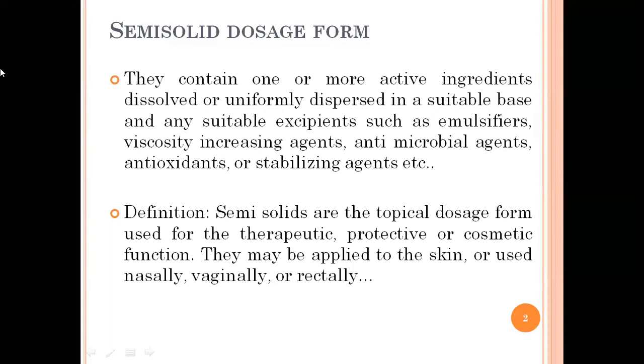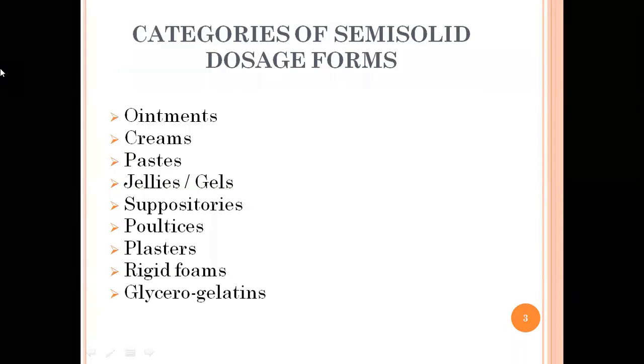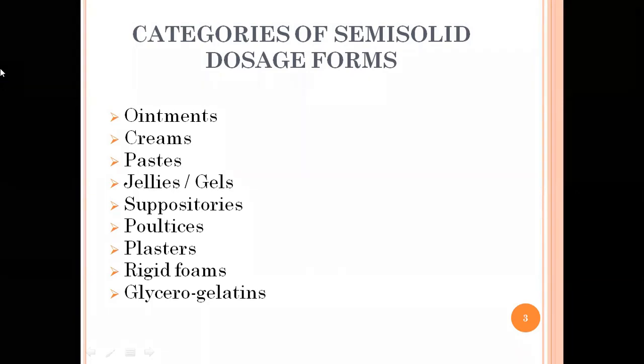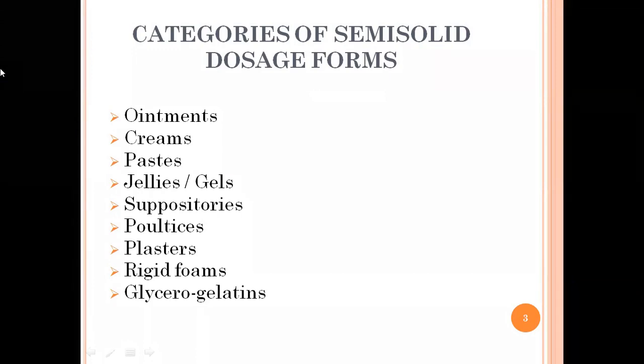Okay. Apart from skin, we can also use it nasally, vaginally, or rectally. So there are various forms in this semi-solid category which we can prepare. If we see this list, the vehicle is different for each to be taken up. Like for example, there are ointments which we'll see further in detail. Ointments, creams, pastes, jellies or gels. We also have suppositories, we have poultices, plasters, rigid foams, and glycerogelatins also.